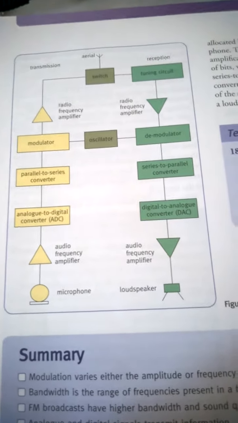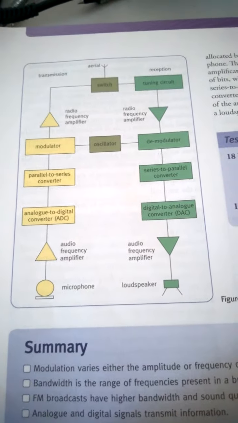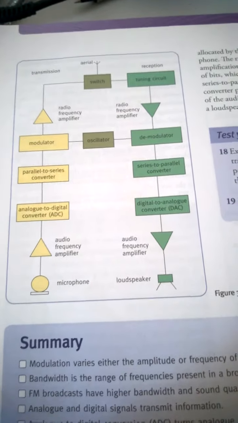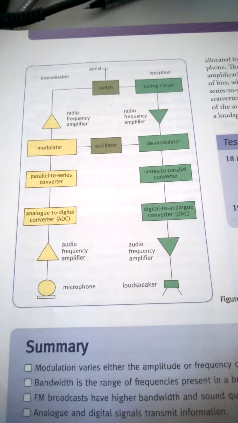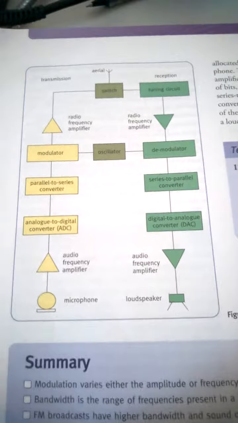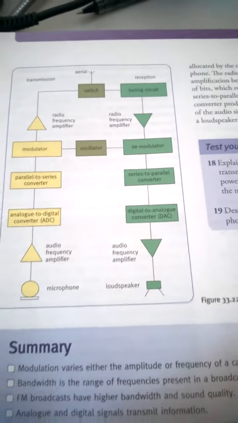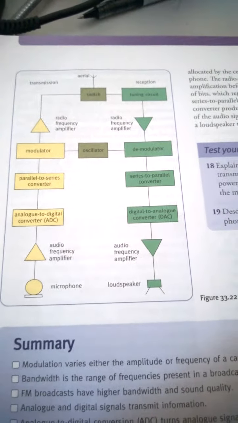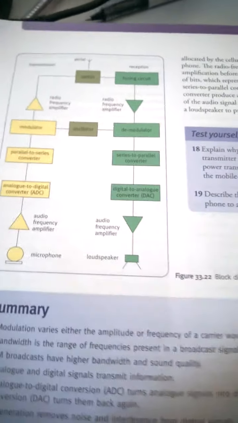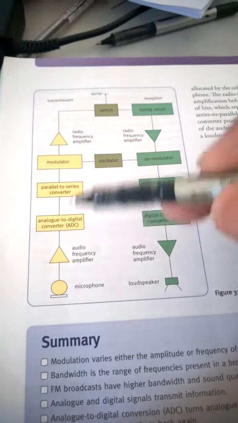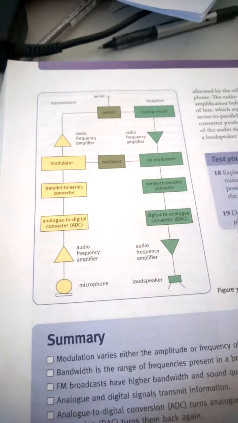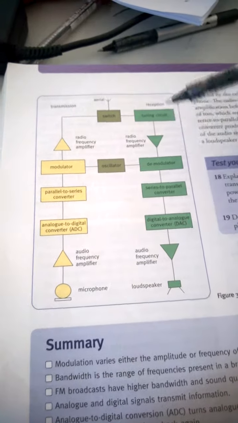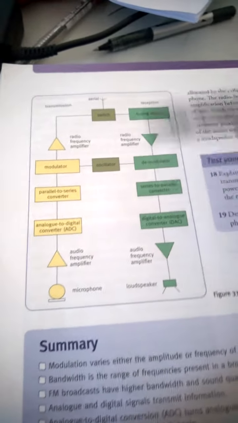So, here's a diagram. Of course, on the left-hand side, we have microphone, amplifiers, analog to digital converter, parallel to serial converter, and modulator. So these five things is what I'm gonna try to explain because if we understand this part, we'll be able to understand this part all on our own. So let's start with the microphone.